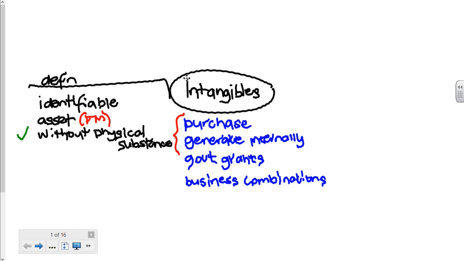But the important part of this definition is actually this one, identifiable. And what the statement says is that for an intangible to be identifiable, we need to meet two conditions. It needs to either be separable. And when they talk about separable, they talk about an asset that we can separate out from the rest of our business and from which we can sell or cede to someone else or use separately.